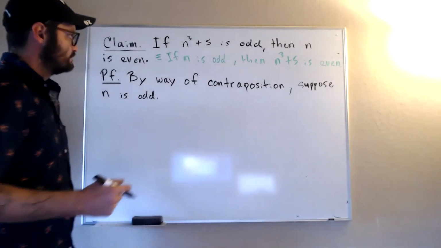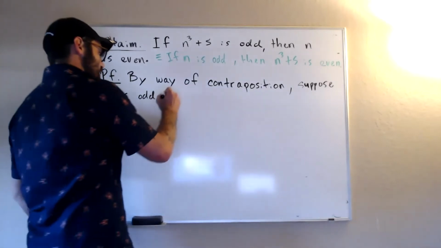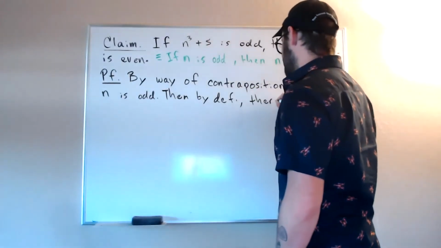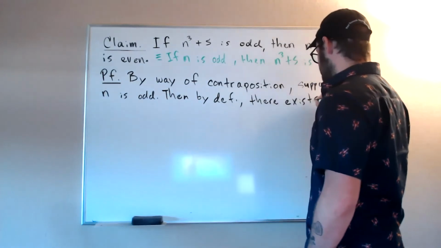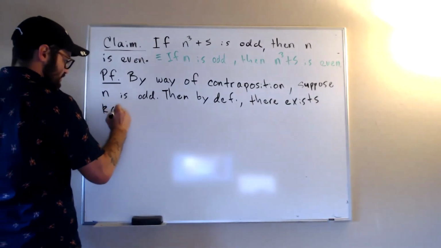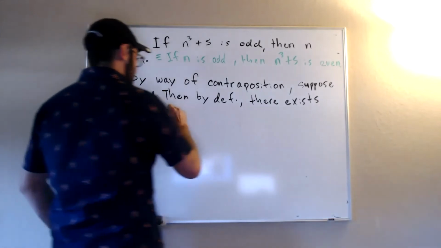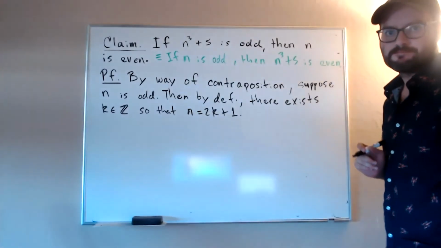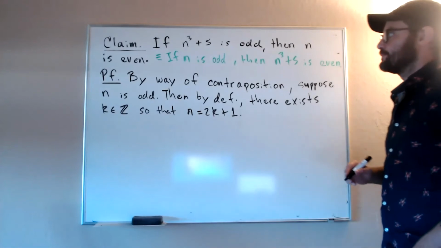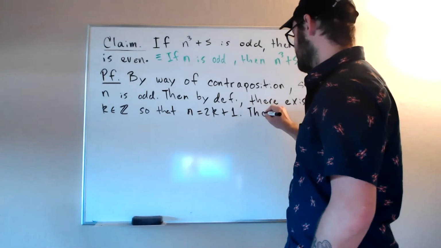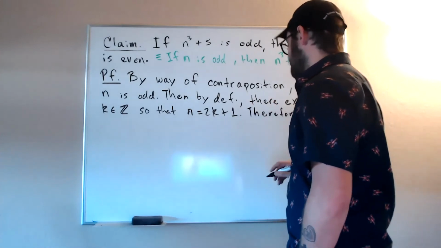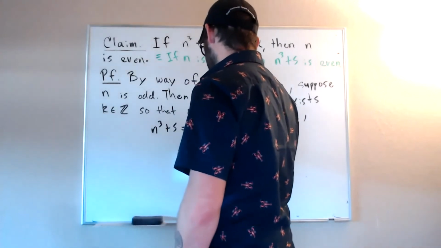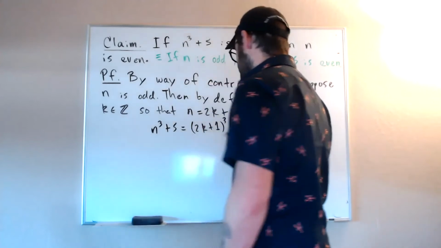And, so we have our supposition now. We can use the definition after that. So then, by definition, there exists an integer k, so that n is equal to 2k plus 1. Okay, that's just the definition of being odd. All right, so therefore, n cubed plus 5 is equal to (2k plus 1) cubed plus 5.